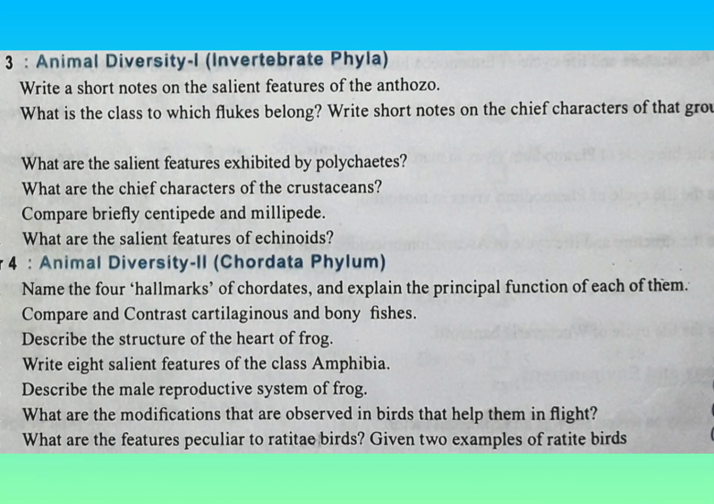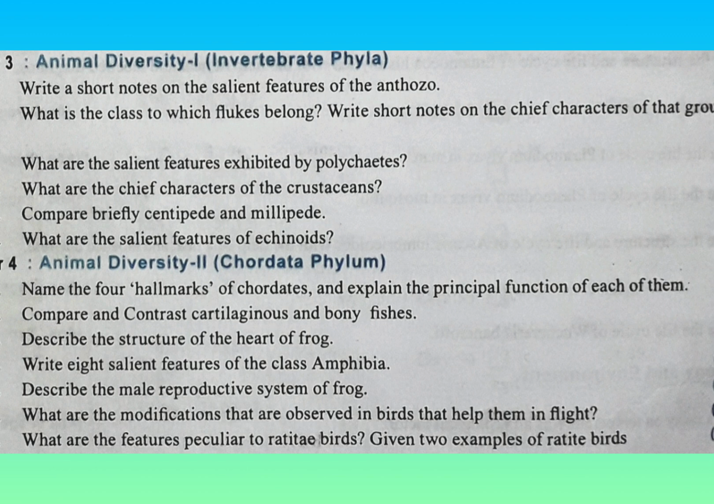Now, third chapter, Animal Diversity 1, Invertebrate Phyla. Write short notes on the salient features of the Anthozoa. What is the class to which liver fluke belongs? Write short notes on the chief characters of that group. One more question. What are the salient features exhibited by polychaetes?